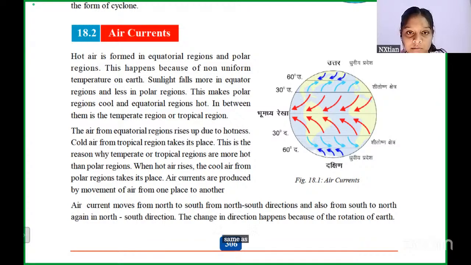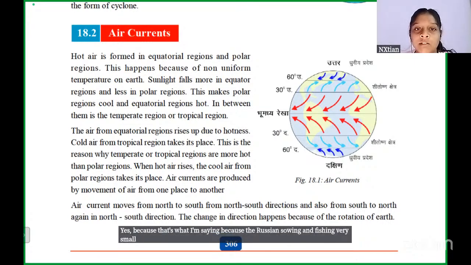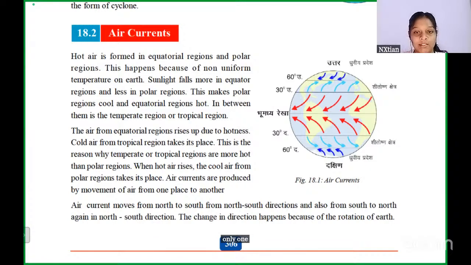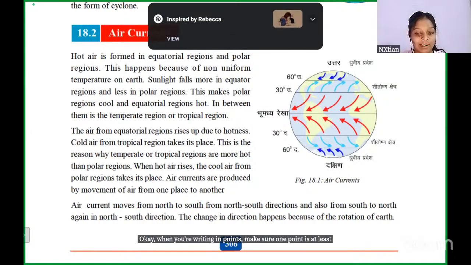Let me open it and see. Eighth question. Yes, because that's what I'm saying. Because threshing and sowing, you have written very small matter. Only one or two lines. I couldn't remember everything, so I was writing it in points. Yeah, points is okay. But points need to be a little bit more elaborated. I want you all to write in points, that is okay, but the matter should be a little more. When you're writing in points, make sure one point is at least 1.5 lines.